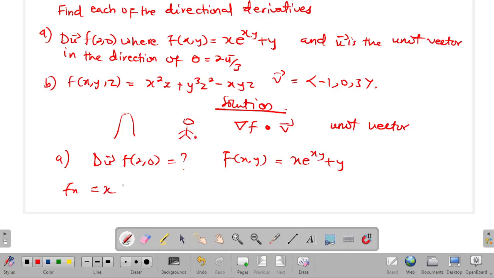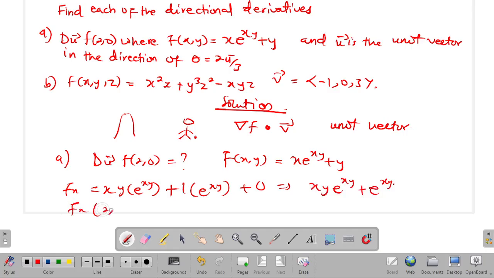That will give me what? y e to the power xy. Plus, I'll differentiate the x, I'll get 1, multiplying e to the power xy. Then plus the derivative of y with respect to x, which is 0. So the answer gives me xy e to the power xy plus e to the power xy. This is my fx. Then you find fx at (2, 0).